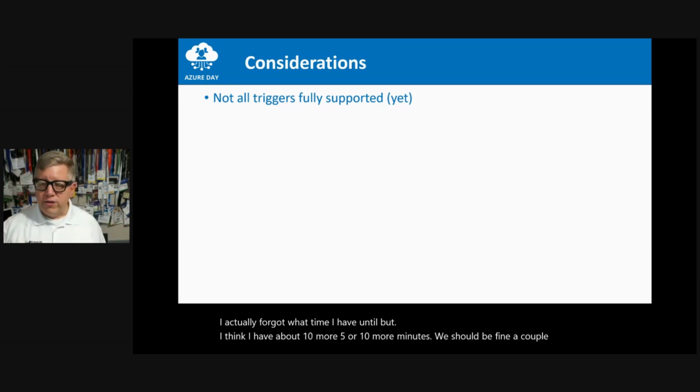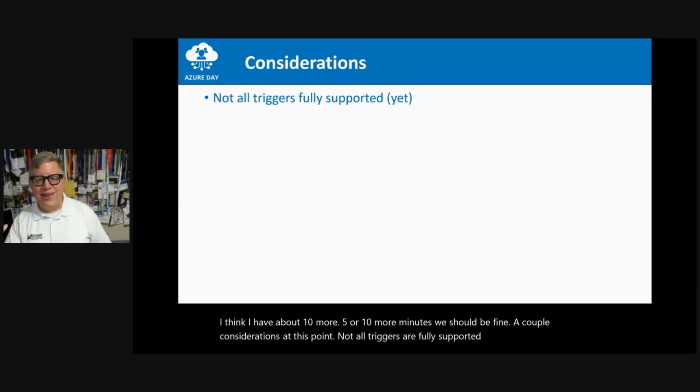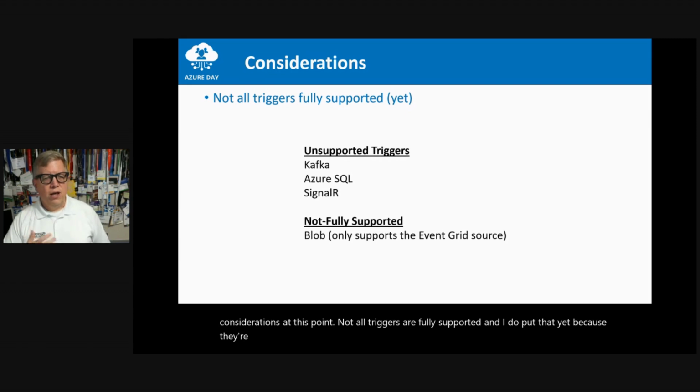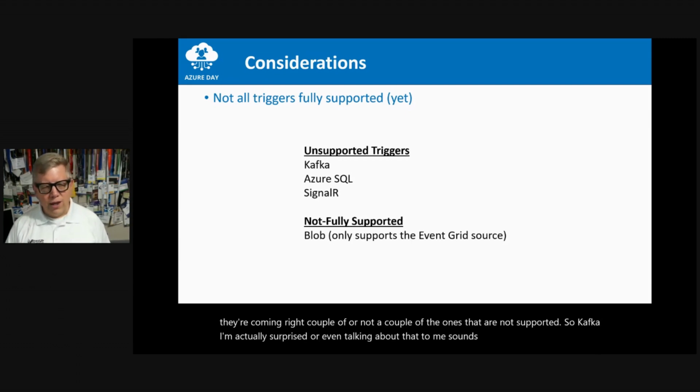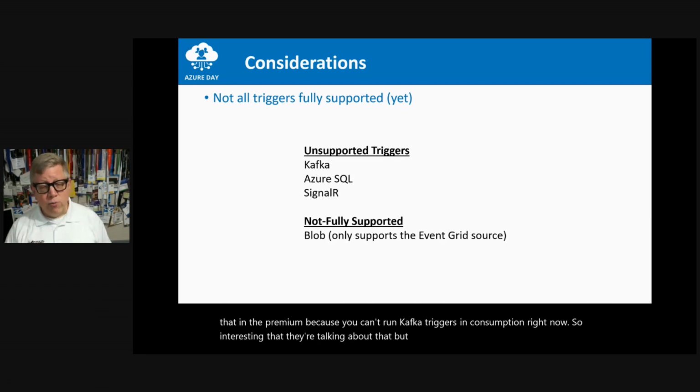A couple considerations. At this point, not all triggers are fully supported, and I do put that yet because they're coming. A couple of the ones that are not supported: Kafka, I'm actually surprised they're even talking about that. That to me sounds like they would always keep that in the premium because you can't run Kafka triggers in consumption right now. Interesting that they're talking about that, but sure enough, the one I'm a little bit bummed about, Azure SQL, is not supported yet.